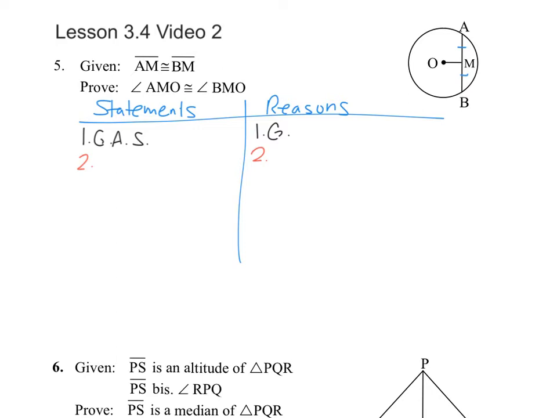So I am going to go ahead and draw in segment OA and segment OB. And I'm going to write this as draw segment OA and draw segment OB. The reason we want you to use auxiliary lines in your proofs is that 2 points determine a segment.